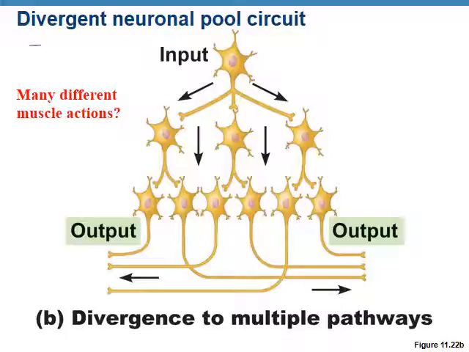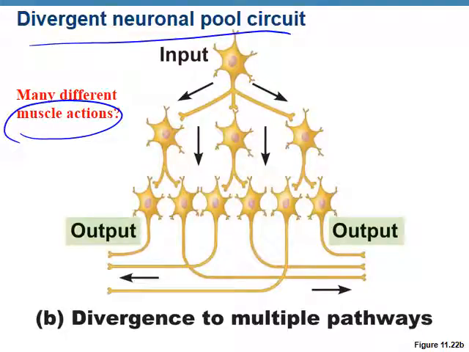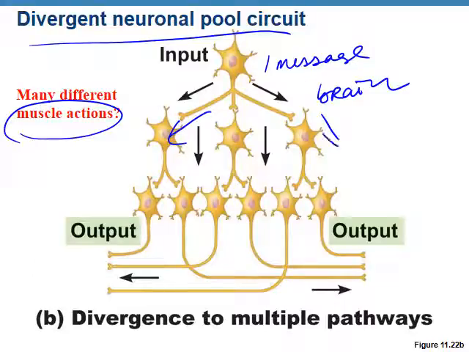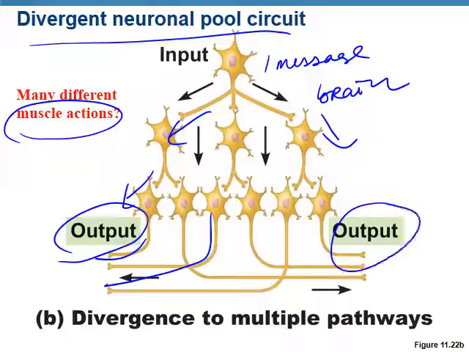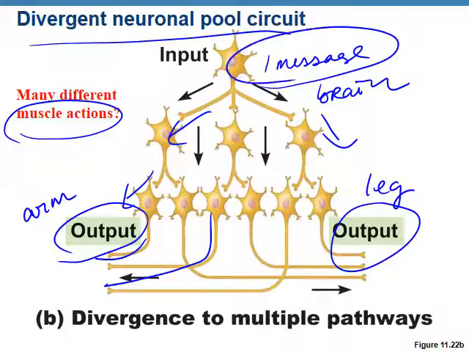This is another divergent neuronal pool example, but what if we wanted to talk to many different muscles? So here's one message coming from the brain, and it is sending a message to this side and this, and then continuing on, and you can see 2 different outputs going in 2 different directions. Maybe I'm trying to swing a baseball bat. These messages are going to my arm muscles, and these are going to my leg muscles. But they all started with one original message coming from the brain.